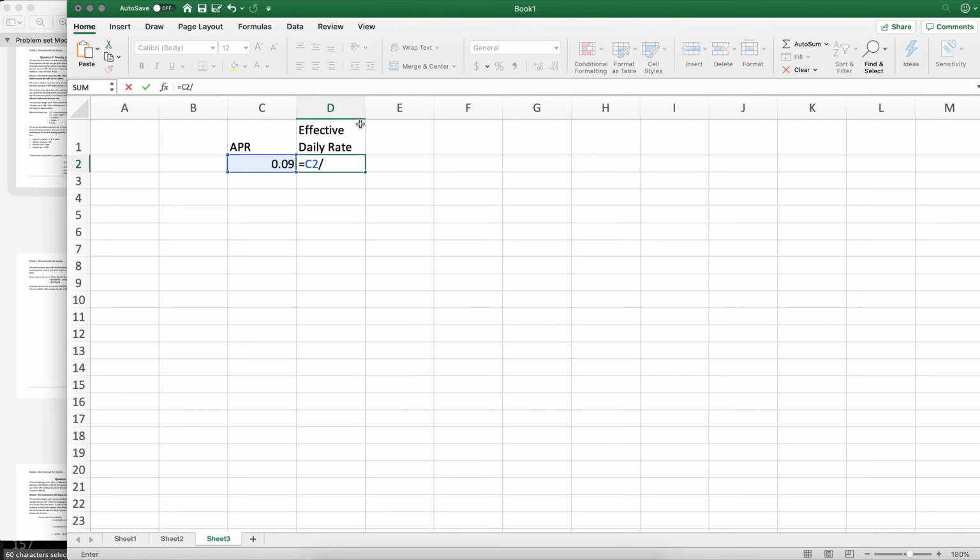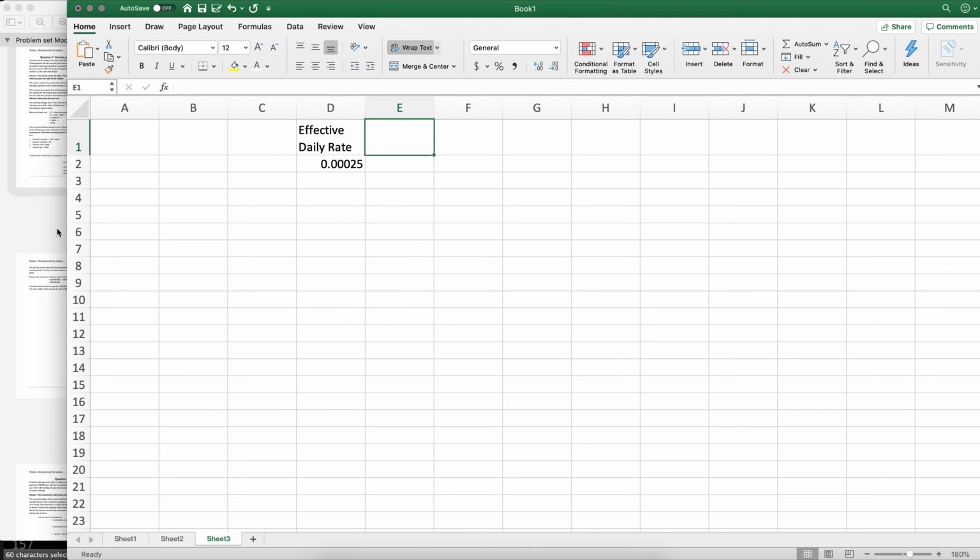Normally I would do 365, but the assumption on this is that a year is composed of 12 months and that each of those has 30 days, and that will give you 360. So notice the second thing is we've divided once, we got the effective daily rate. Let's forget that the APR ever existed.